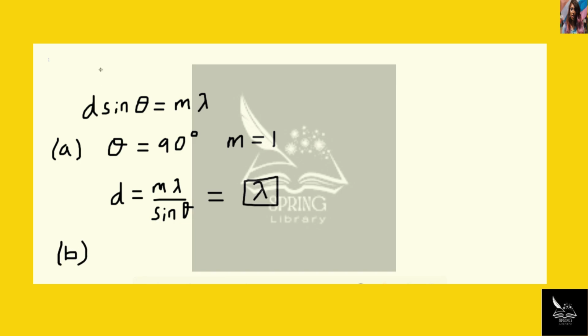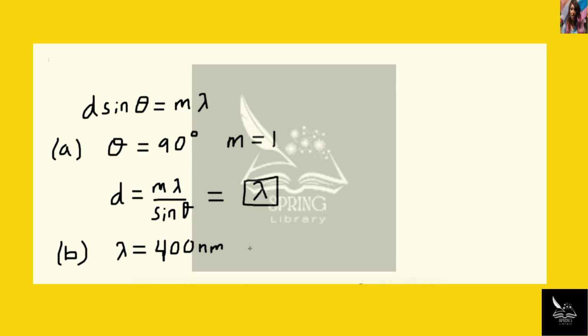Part B says, what is the minimum slit width so that no visible light exhibits a diffractive minimum? So we don't want any visible light to exhibit a diffractive minima. We already know the situation here. It's going to be when the diameter of the slits, d, is equal to lambda. We found that in part A.